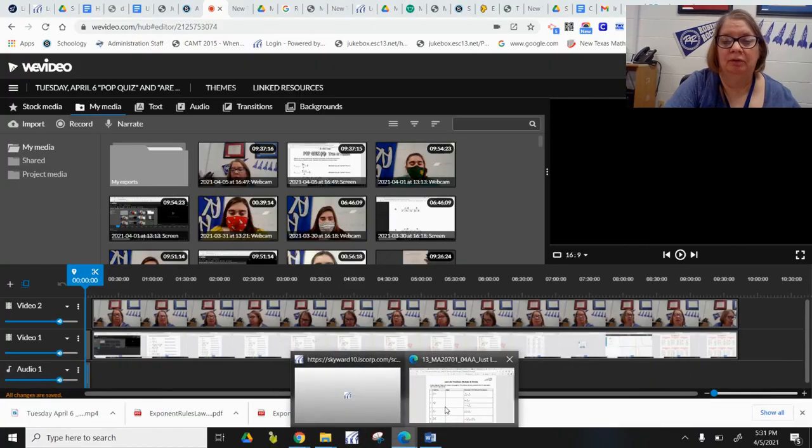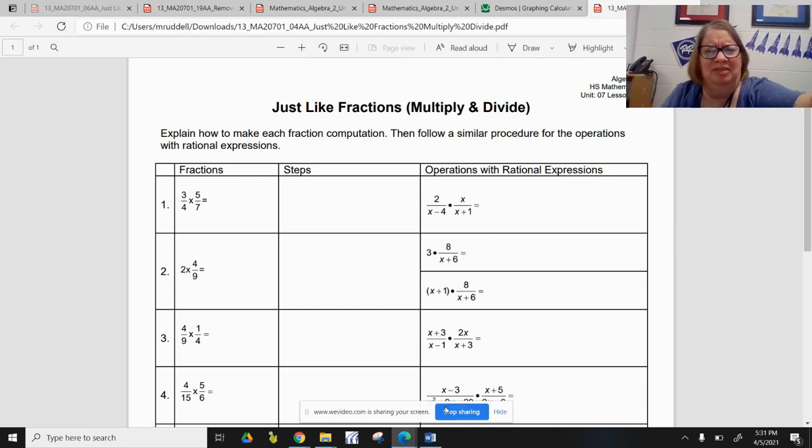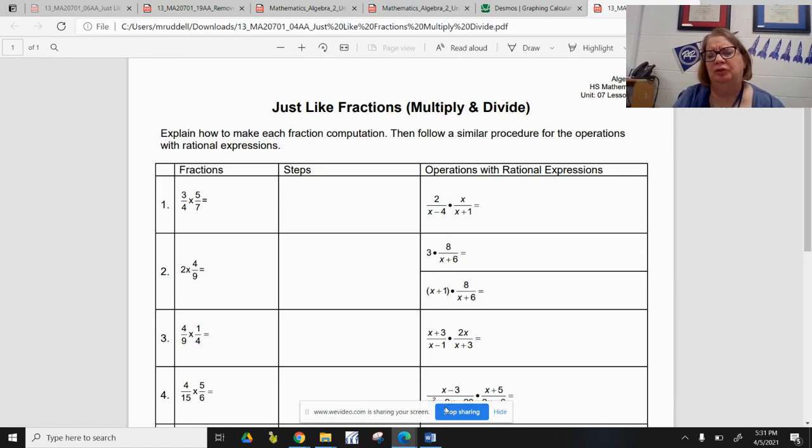Algebra 2 students. Today we're going to look at multiplying and dividing rational expressions. Again, this goes back to your old fraction rules and your basic fraction rules, and they're the same with rational expressions. Please don't panic. This is easier and shorter than the add and subtract. So let's talk about multiply and divide.